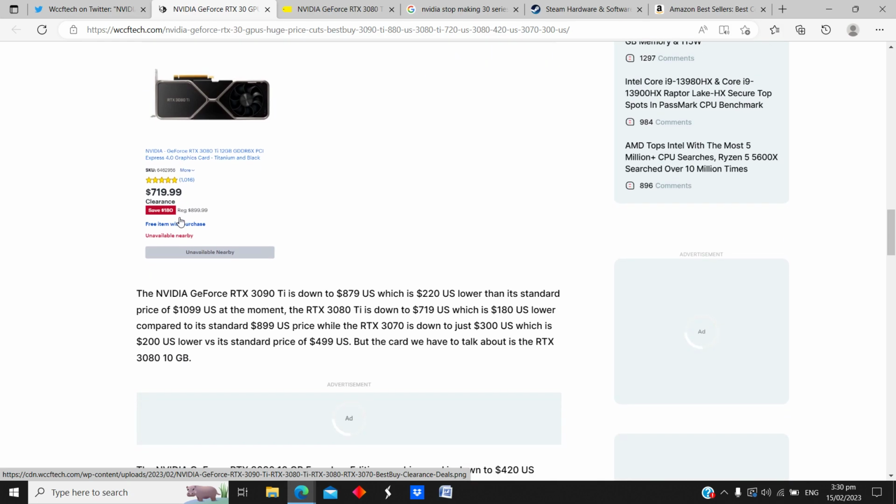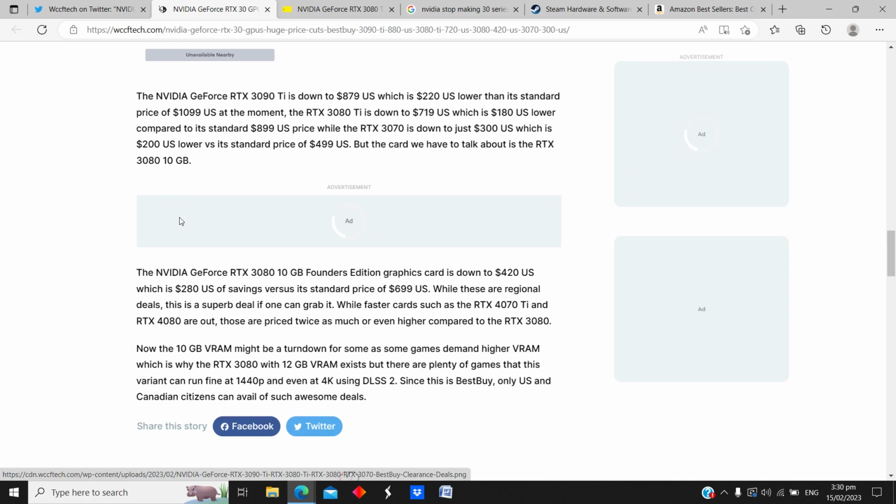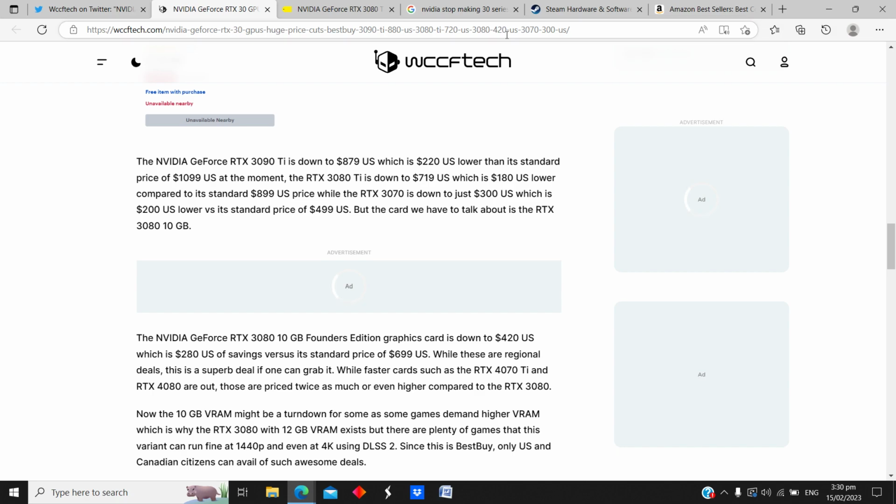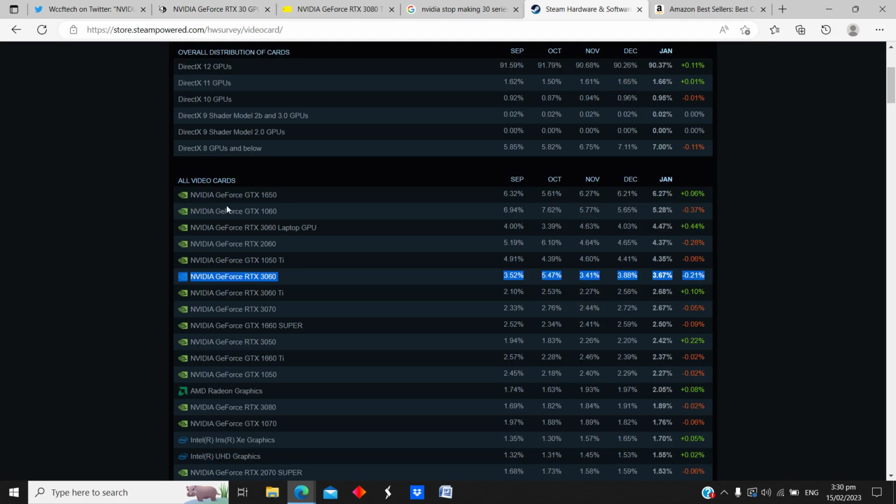And the reason why I find this to be kind of concerning is that they don't mention some very important, well, the most important card in here for the average consumer. And that is based on the Steam Hardware Survey. As you could see, this is the January 2023 survey. They have no mention of the RTX 3060 receiving any major price cuts.